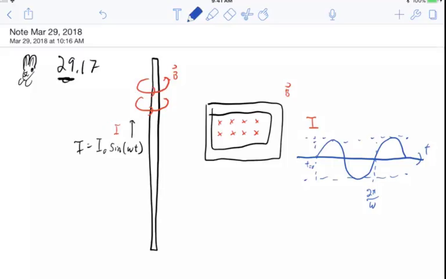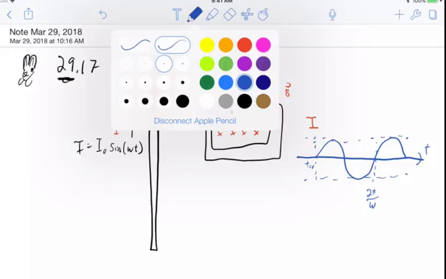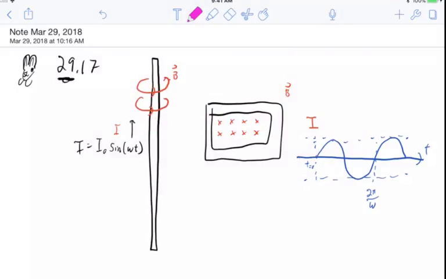So where was I? Right. The current's going to go up and down and up and down and up and down like that. I'm going to divide this into a couple different parts. Let's cut this time interval into four parts here. So for the first time interval, the current is going upwards. But for the first part of it, the magnetic field is increasing, and for the second part, it's decreasing.